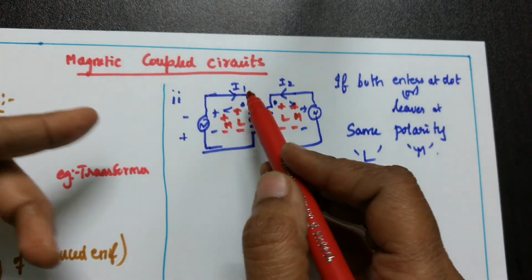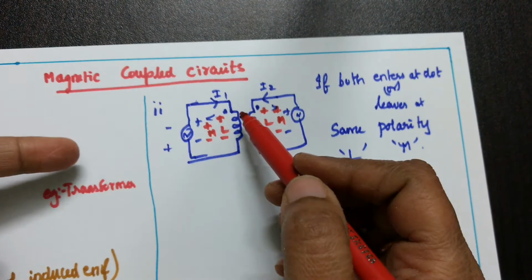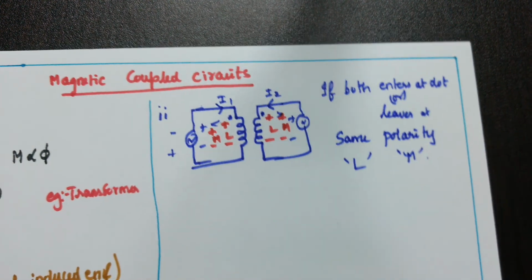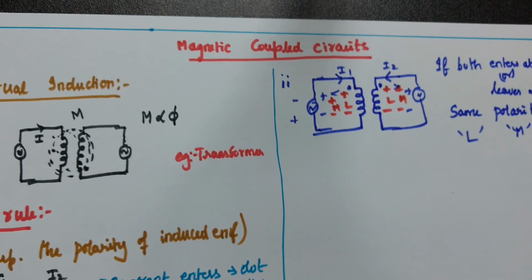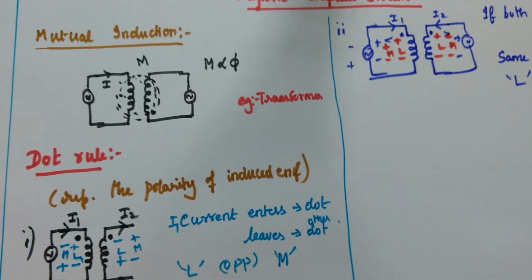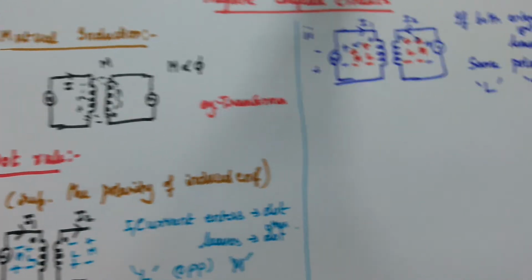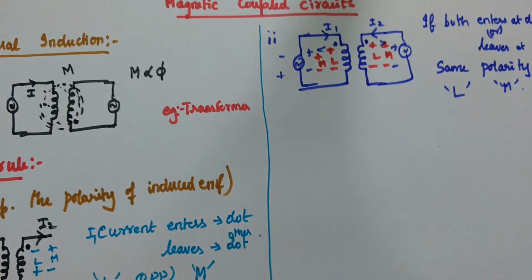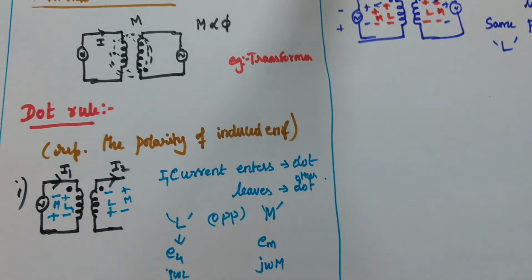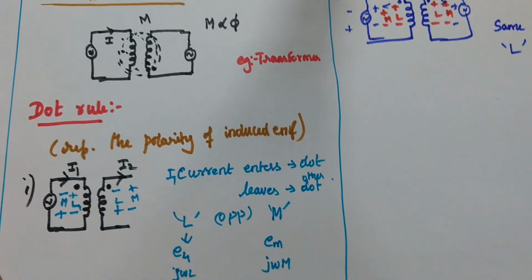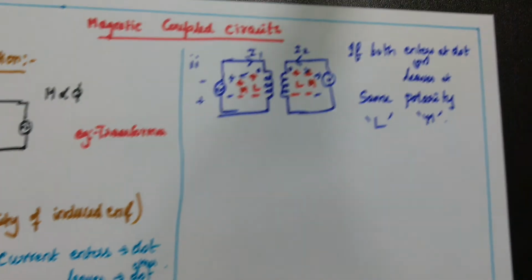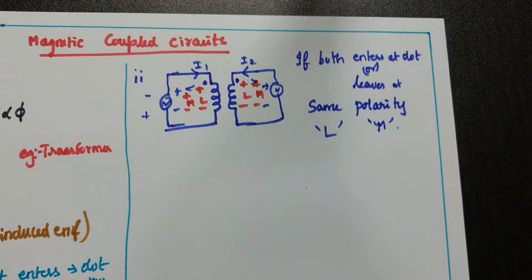If both the currents leave, the polarity will be in the opposite direction, minus plus. So these are the two cases for the dot representation. If both the currents enter or leave, there will be the same polarity. If one current enters at the dotted end and the other current leaves from the dotted end, there will be opposite polarity. So this is the basic rule representation.